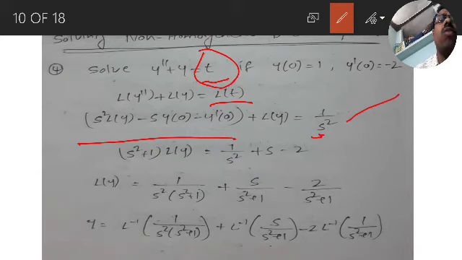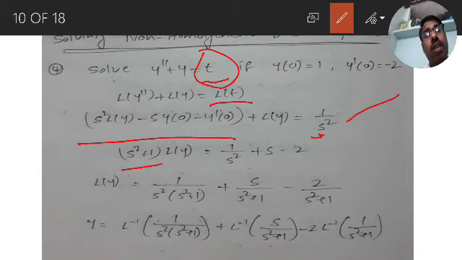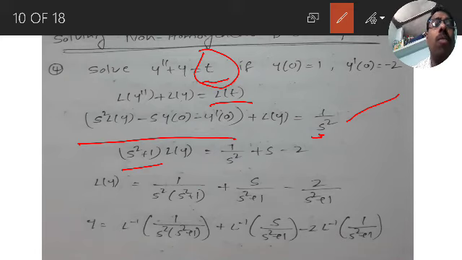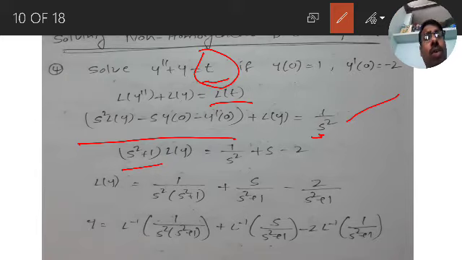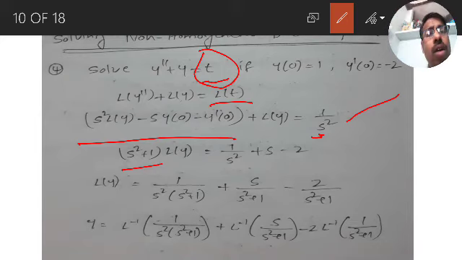This s square plus 1 comes to this side, means it divides the denominator. L of y is equal to 1 by s square into s square plus 1, plus s by s square plus 1, minus 2 by s square plus 1. Now taking inverse, y is equal to L inverse of 1 by s square into s square plus 1, plus L inverse of s by s square plus 1, minus 2 constant outside, L inverse of 1 by s square plus 1.